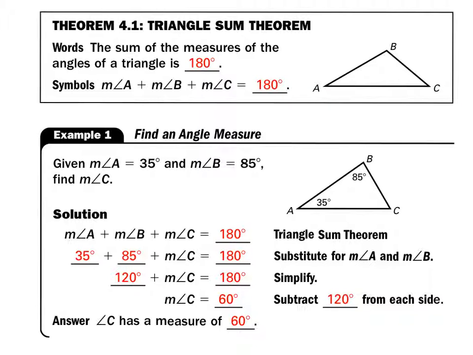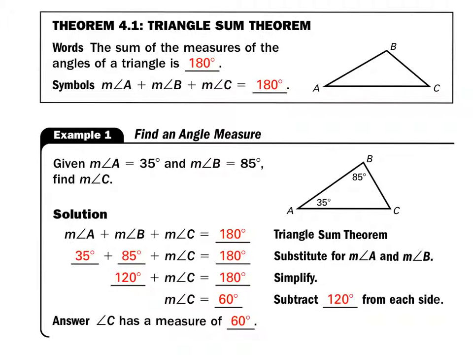Here is a very important theorem called the triangle sum theorem. It says that the sum of the measures of the angles of a triangle is 180 degrees. In other words, if we add all the interior angles together, angle A, B, and C, you should have 180 degrees. And here's an example.